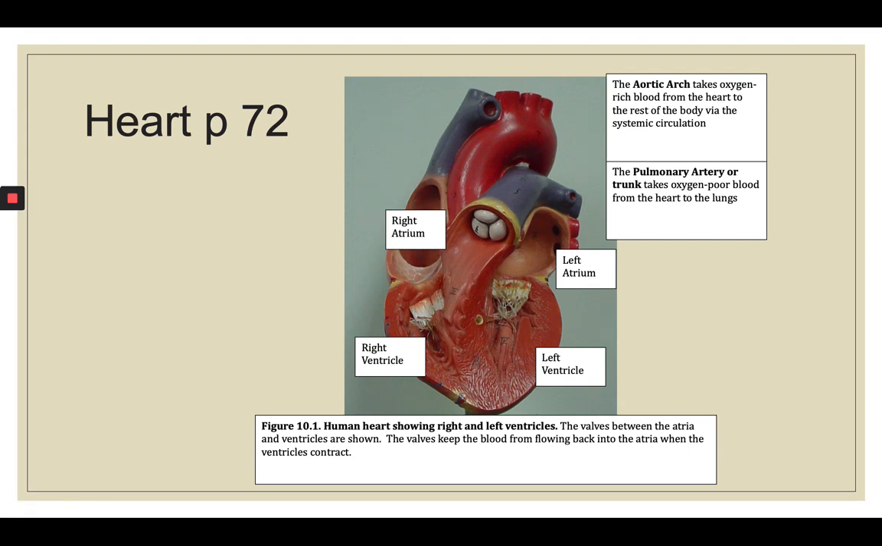You also have some other nodes. You have the AV node right here, the atrioventricular node, and that also is involved in the electrical cardiac conduction system in your heart.